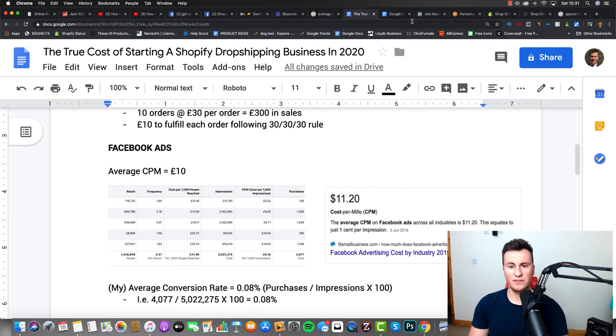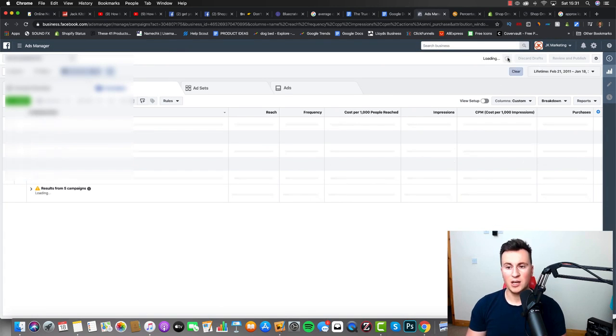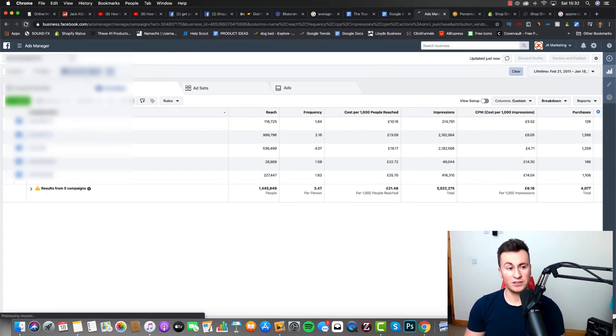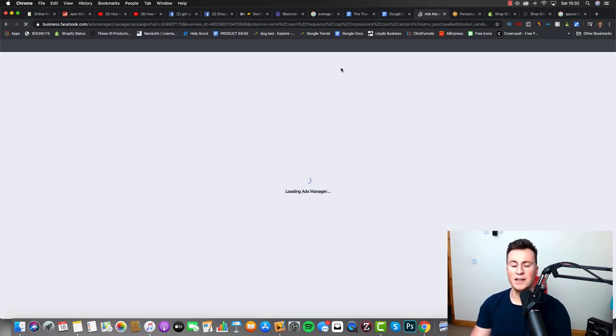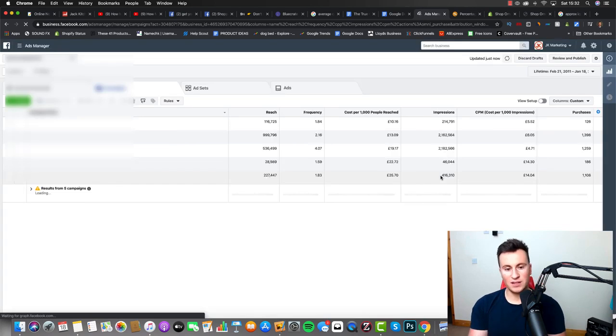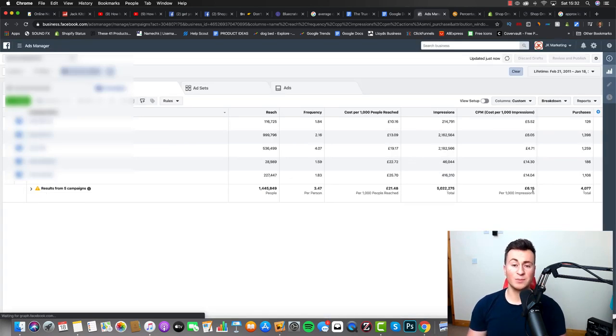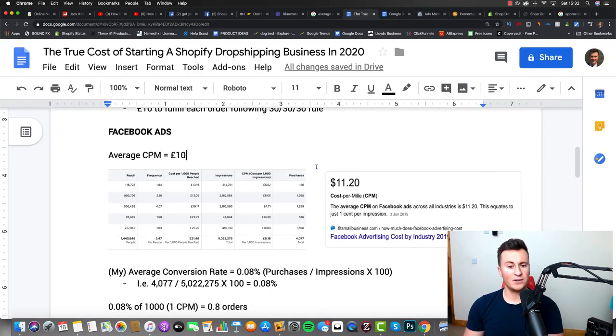So the CPM I've gone with is £10, because in this ad account here, which you can see from the screenshot, in fact I can show you the account as well, I can refresh the table data, I can refresh the page so you guys can see it's legit. And the average CPM then for this select few campaigns I've chosen is £6.18. Now the reason I've put it at £10 for this breakdown is because certainly people getting into dropshipping might not be able to achieve the same results.